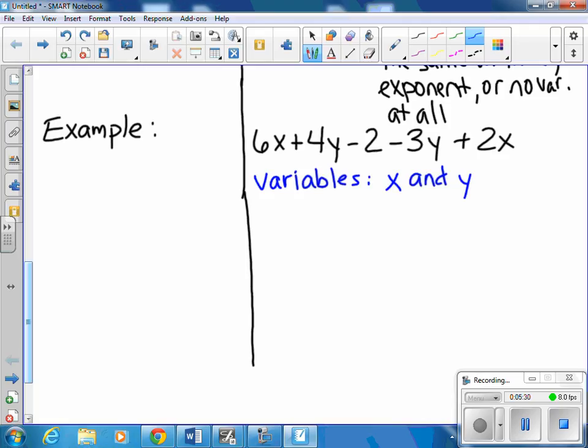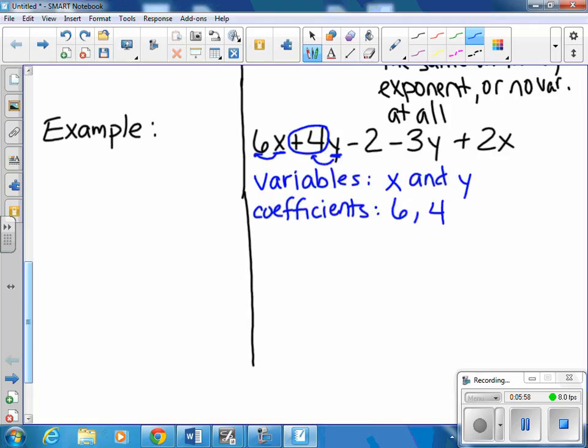The next part we want to do are the coefficients. Your coefficients are the numbers that are right in front of those letters. So if I see that there's an X right here, then right in front of it is that 6. 6 is a coefficient, not the X, just the number. If I find that there's a Y right in front of that, that's a positive 4. The plus sign goes with the 4, so that tells you what kind of 4 it is. So that means 4 is another coefficient.